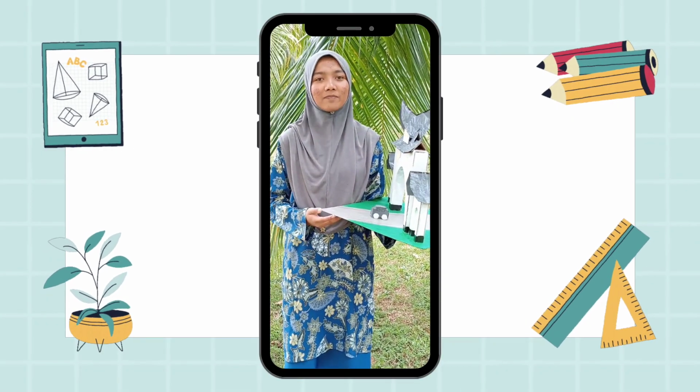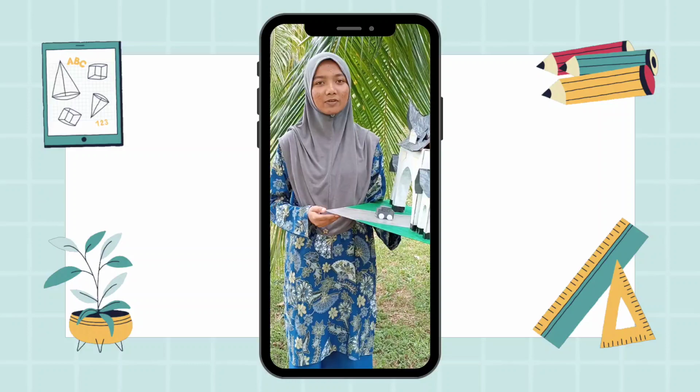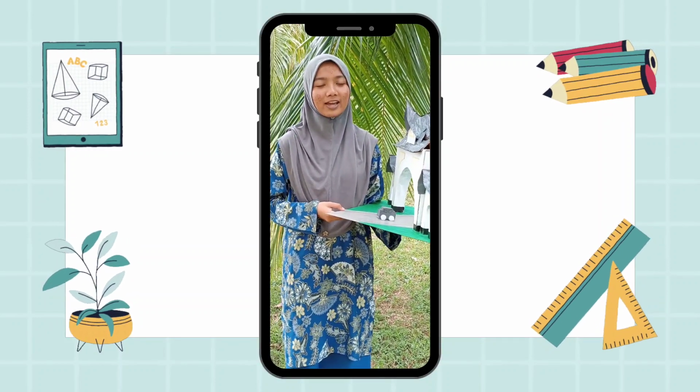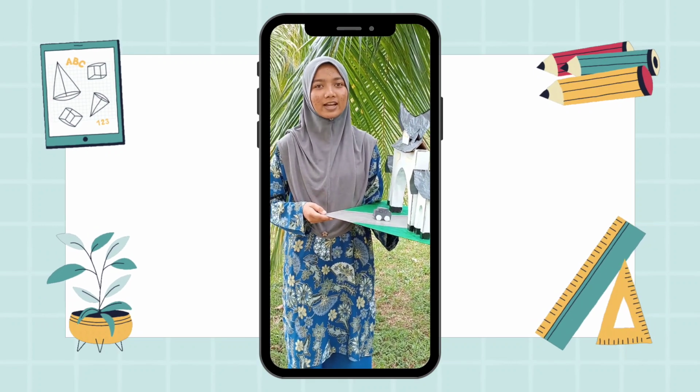In conclusion, the parabola is the best shape for buildings such as the Istana Seri Menanti Gateway, as it has stability and strength.